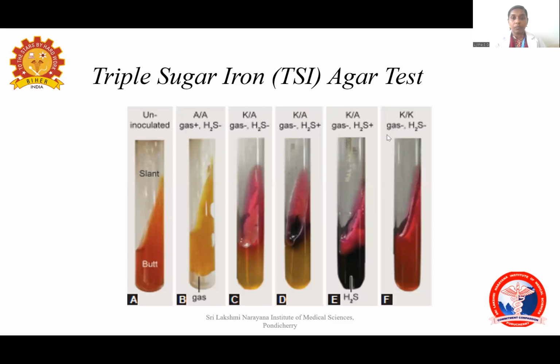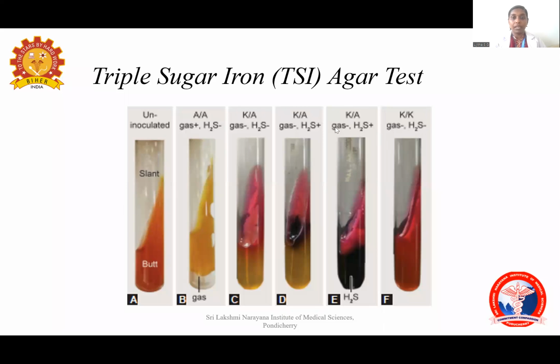To interpret gas, you have to see whether there are any cracks in the media or any lifting up of the media. You can see in the second test tube, there is lifting up of the media as well as cracking of the media inside. So this indicates the production of gas. Here there is no gas production. Hydrogen sulfide production is indicated by blackening of the media. Here no hydrogen sulfide is produced in this last tube. So that is how K by K, gas minus, H2S minus.